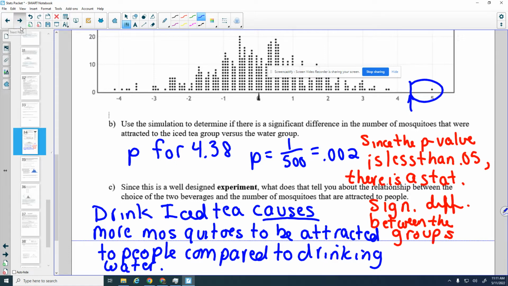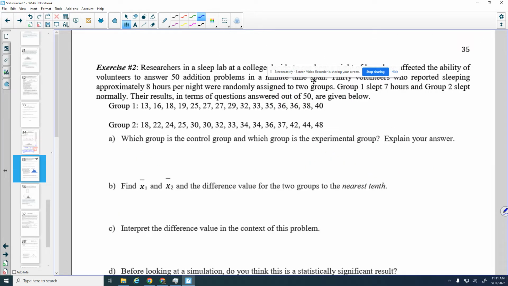The next one says, researchers in a sleep lab at a college decided to see how a night of less sleep affected the ability of volunteers to answer 50 addition problems in a minute time span. 30 volunteers who reported sleeping approximately 8 hours per night were randomly assigned to two groups. So these are average sleepers. Group 1 slept 7 hours and Group 2 slept normally. So the one group had less sleep, the one group had normal sleep. The results in terms of questions answered out of 50 are given below. So here's the results of Group 1 and Group 2.